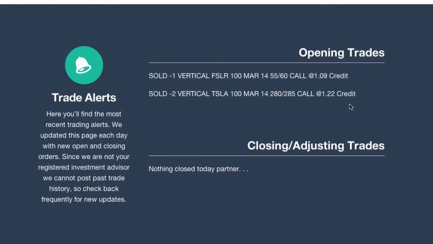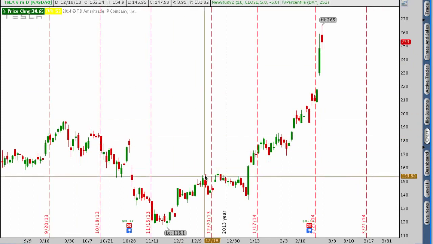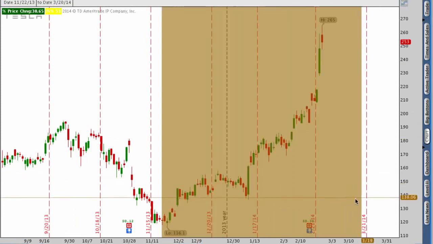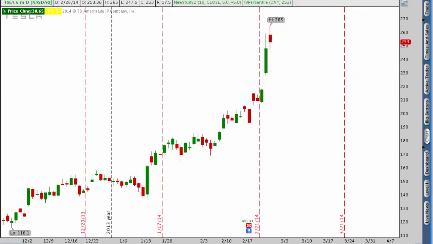And really with Tesla, the whole idea here was that Tesla has been moving up considerably since earnings. Now, earnings have already come and gone, and you'll notice that it's gone virtually parabolic here in the last couple days. And so what we're doing here is doing nothing more than taking advantage of high implied volatility. It's in yellow, but you can barely see it. It's 53 percentile.